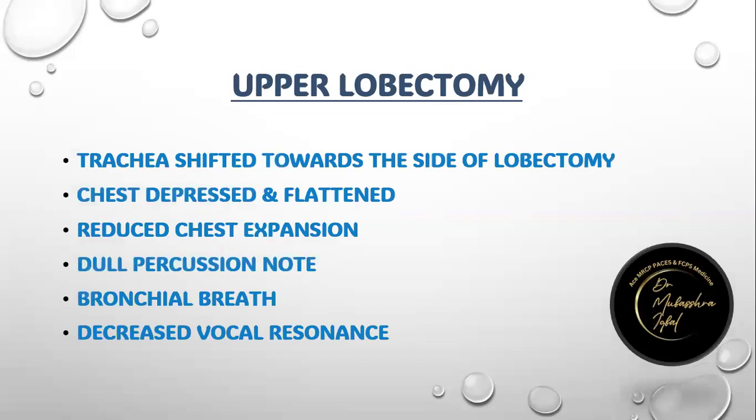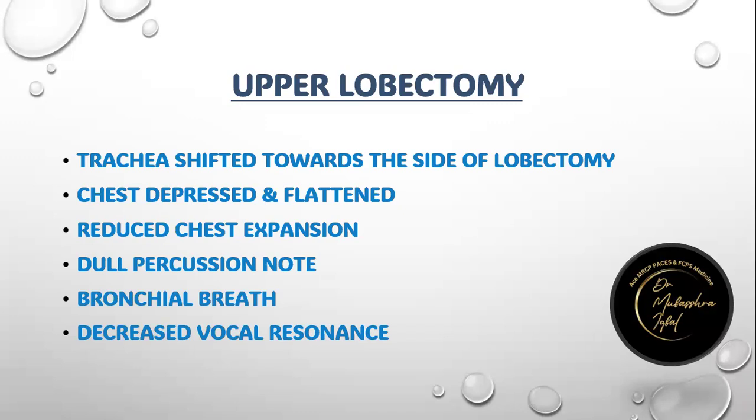In upper lobectomy, the trachea will be shifted towards the side of lobectomy. Now see, the trachea is shifted towards the side of lobectomy. You will see that it might be a case of pneumonectomy or upper lobectomy, but the chest will be depressed and flattened towards the side of lobectomy. The lower chest might be normal. Chest expansion will be normal in the lower part of the chest if it is upper lobectomy, and the chest expansion will be reduced only in the upper part of the chest. Percussion note is dull, with bronchial breathing and decreased vocal resonance.